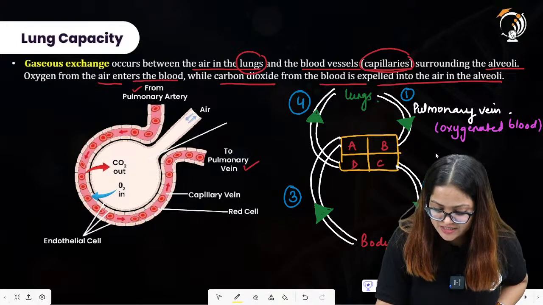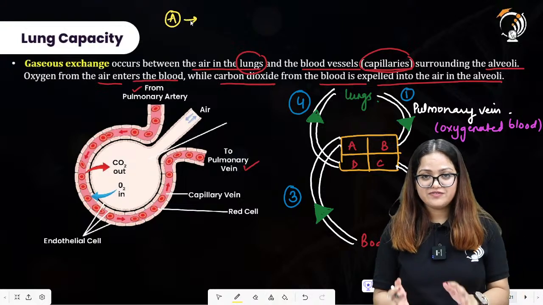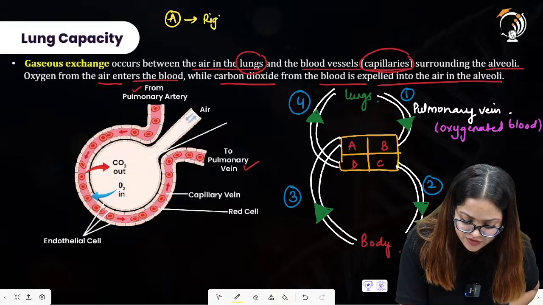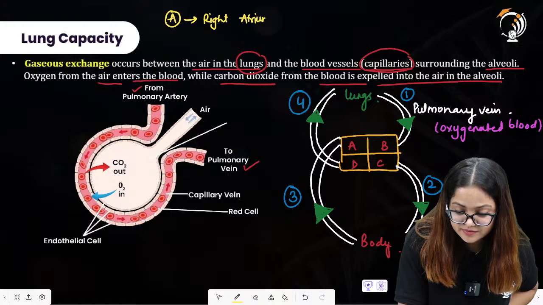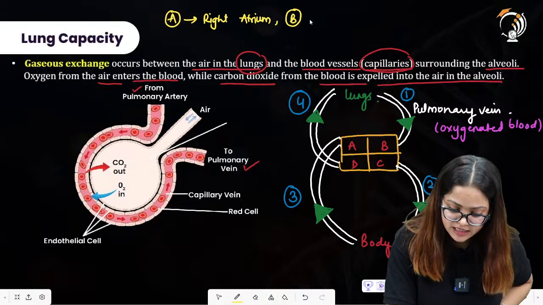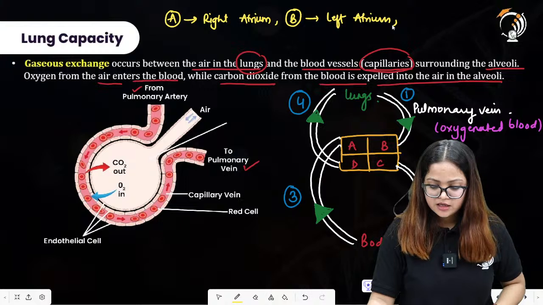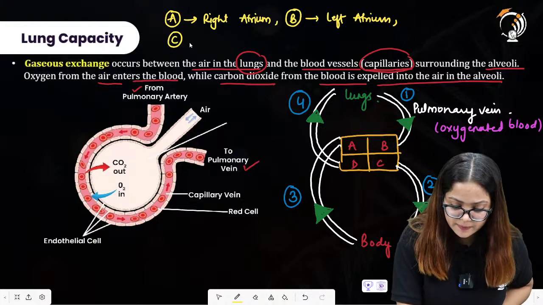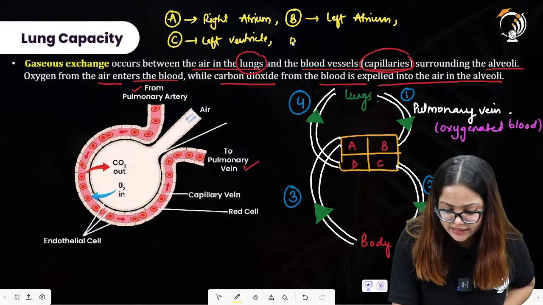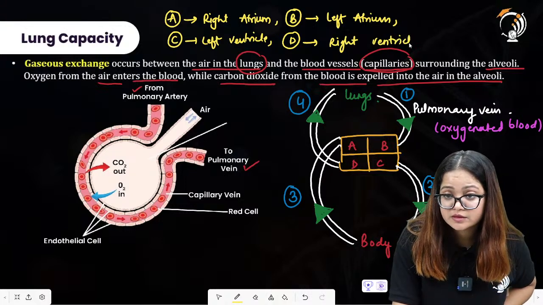So A here is representing which atrium? Is it left or right? A is right atrium. Then we have got B here. B is representing which atrium? This is left atrium. What is C here? C is representing left ventricle. And D here is representing right ventricle.